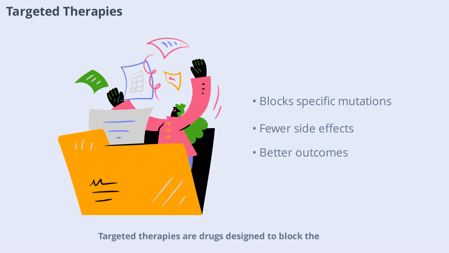Targeted therapies are drugs designed to block the effects of specific genetic mutations that drive cancer. Unlike traditional chemotherapy, which attacks all rapidly dividing cells, targeted therapies home in on cancer's unique weaknesses. This approach can lead to better outcomes and fewer side effects for patients.